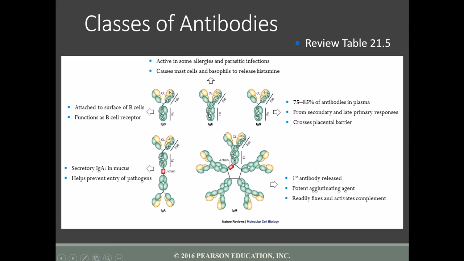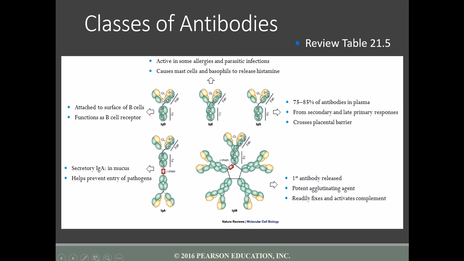The E class is very prevalent in terms of allergies and parasitic infections. It also tells mast cells and basophils to release histamine, so it plays a role in the inflammatory responses that we see as part of the innate immunity. So here's another example of adaptive immunity and innate immunity overlapping.